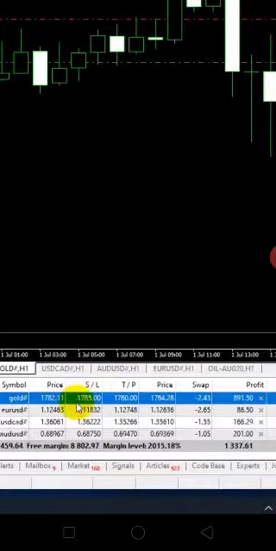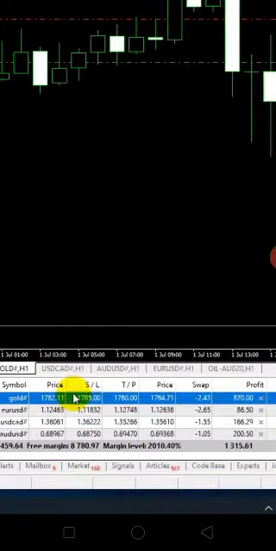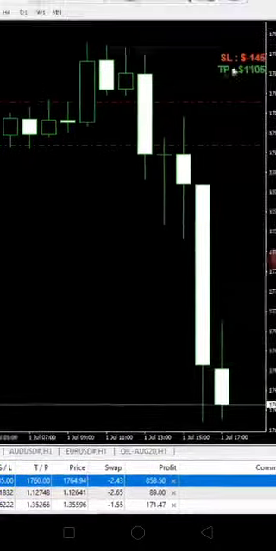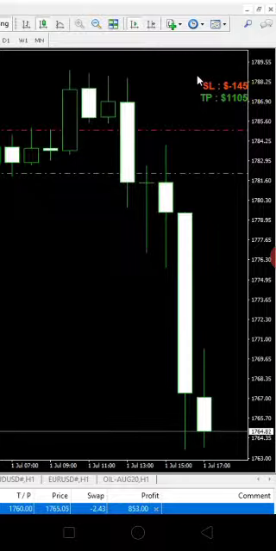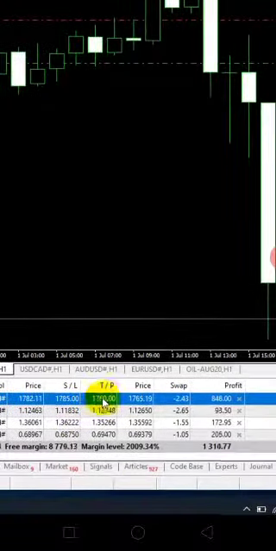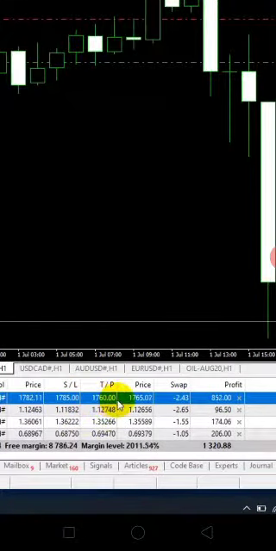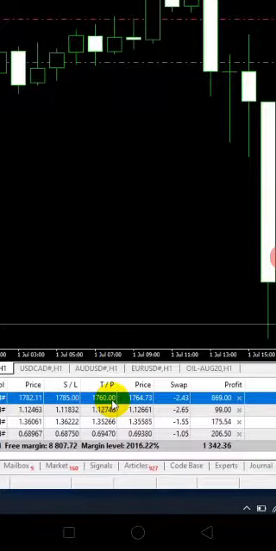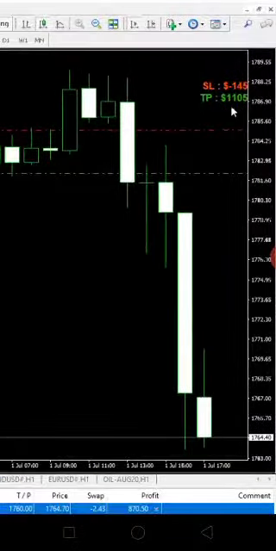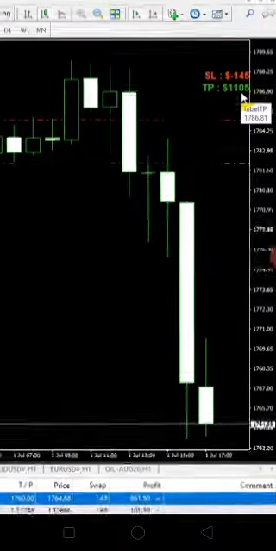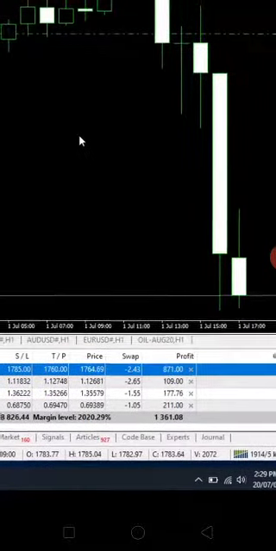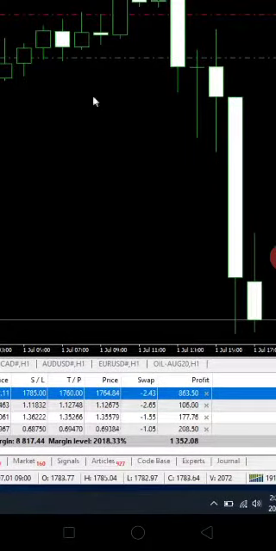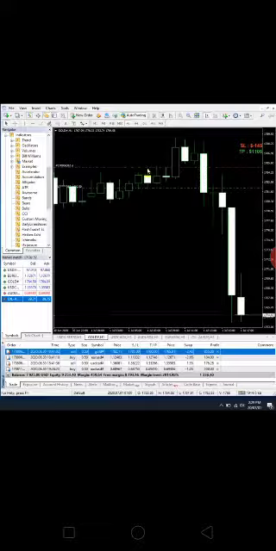That if my SL is going to be hit, if price will go up to 1785, then my loss is going to be $145. Similarly, if TP is hit, TP I will put here 1760, and if TP is hit, then my profit is going to be 1105. Okay. Now for example, let me just revise the SL.